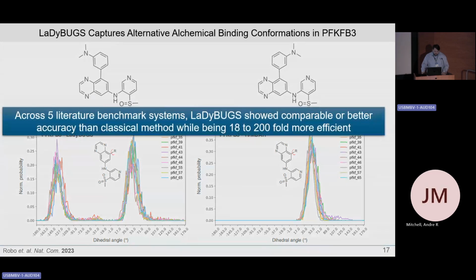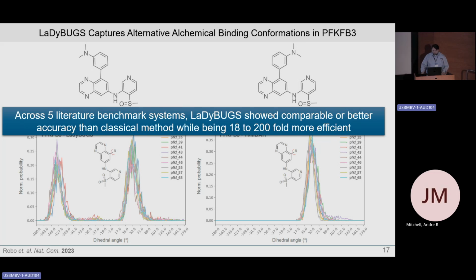But overall, we were very happy with our results across our 5 benchmark systems. LaDyBUGS showed comparable or better accuracy than the classical method, while being 18 to 200-fold more efficient. But we didn't stop our method development here, although we did publish a paper here. We were looking at how we could make the setup more efficient and easier to use for a larger group of people.